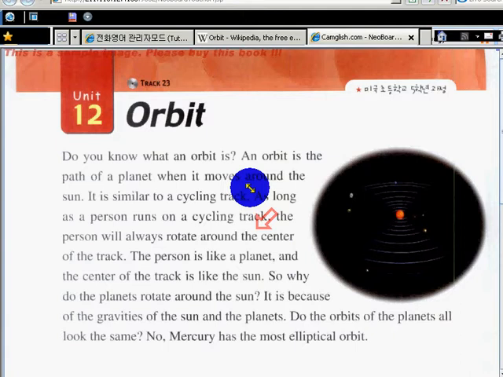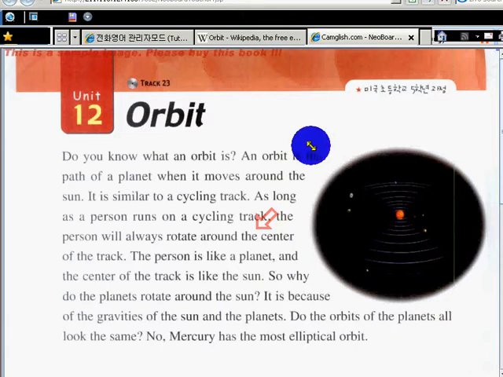Do you have any ideas about orbits? Can you tell me? You're right. In physics, an orbit is the gravitational curved path of an object around a point in space. For example, the orbit of a planet around the center of a star system, such as the solar system.